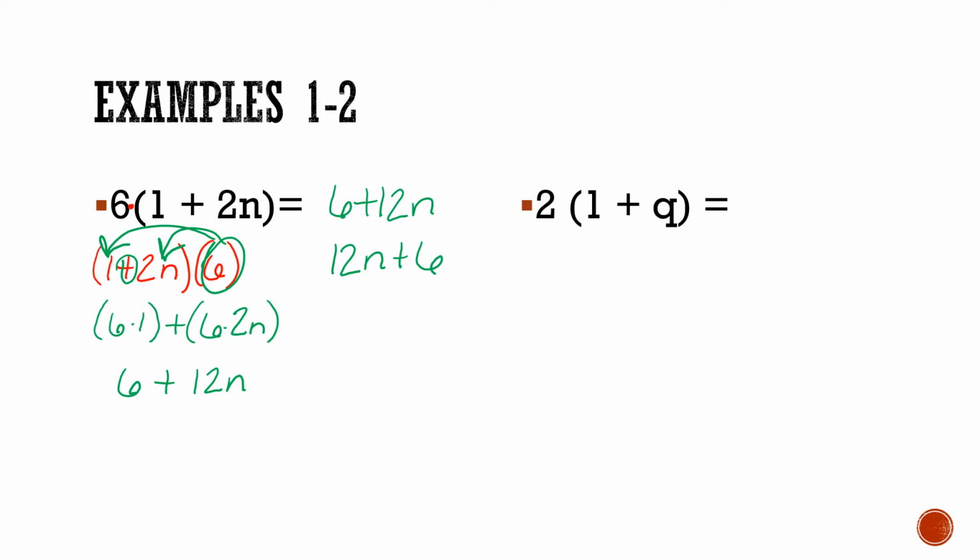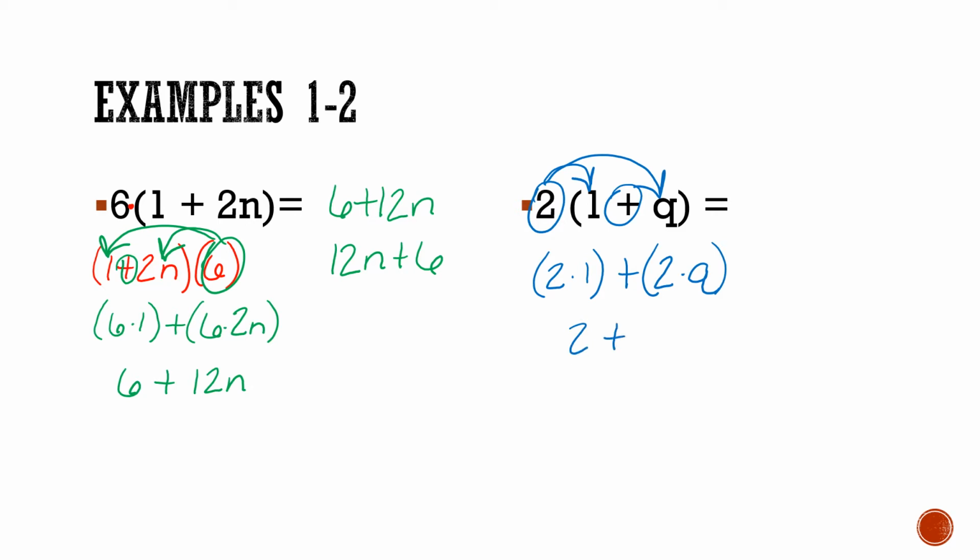Okay, in example 2, remember this number may be written on the front or it may be on the back, but we still distribute it to each term inside the parentheses. So we'll have 2 times 1. I'm going to bring down that plus sign. And then 2 times q. So 2 times 1 is 2, and 2 times q is 2q. So we would write this as 2 plus 2q. We cannot combine those terms. Or we can write it as 2q plus 2. So we can reverse that.